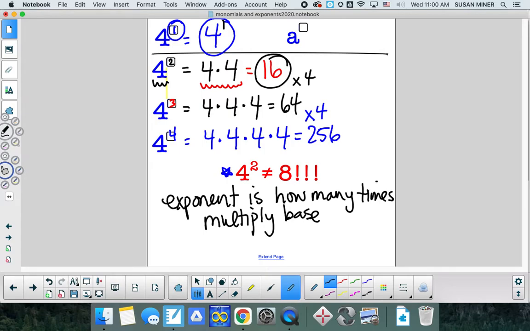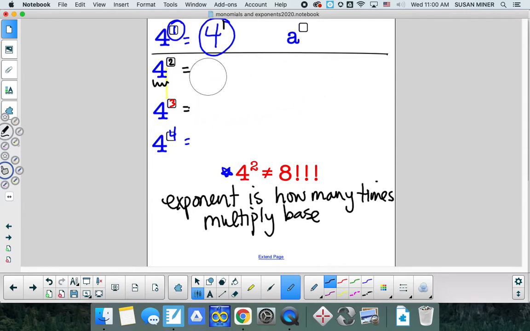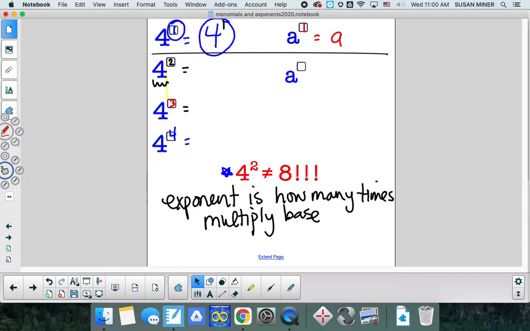Let's talk about if I have a letter then. We've talked about if I have a number. What if I just have a letter with an exponent on it? A variable, if you will. If a variable is my base, it's the same situation. If I have a to the first power, it's just a. If I have a to the second power, it's a times a. And we call this factoring.